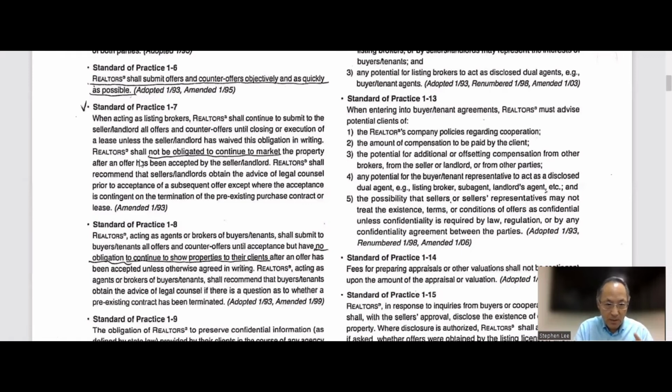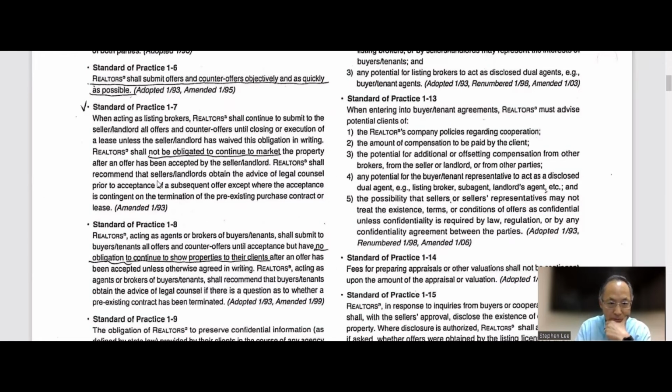Okay? But a realtor shall not be obligated to continue to market the property after an offer has been accepted by a seller. But you don't have to keep doing marketing, okay? Once the offer was accepted, okay? But when you receive an offer, still you have to submit it to the owner. But you don't have to do active marketing after the owner accepted the offer.